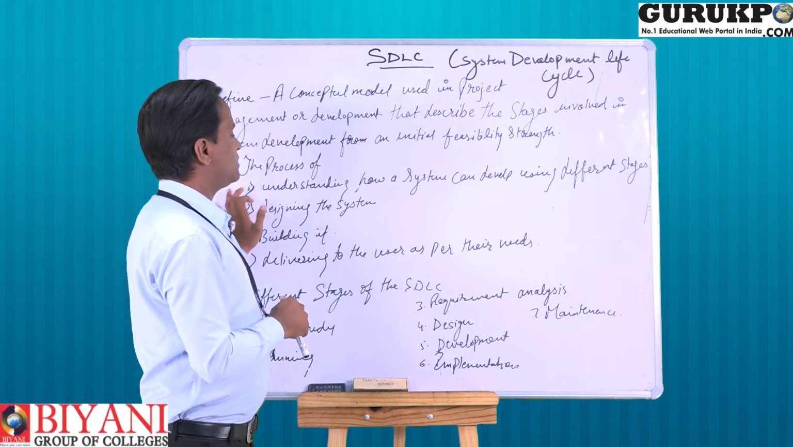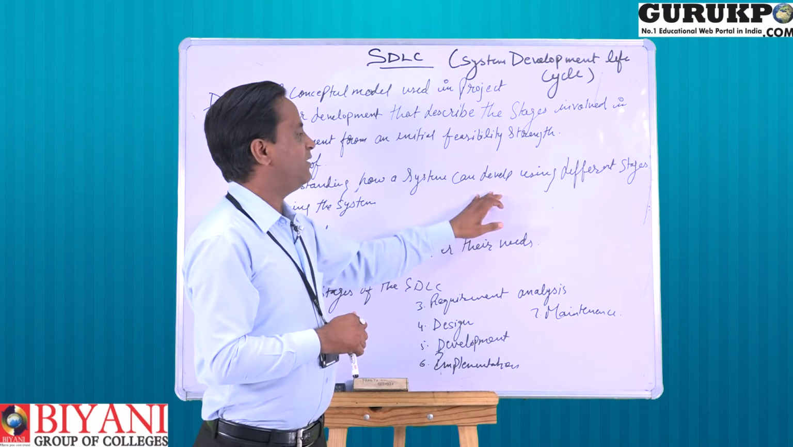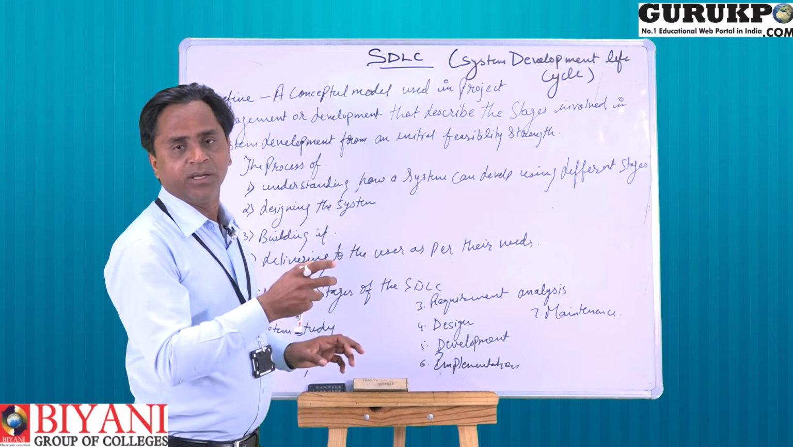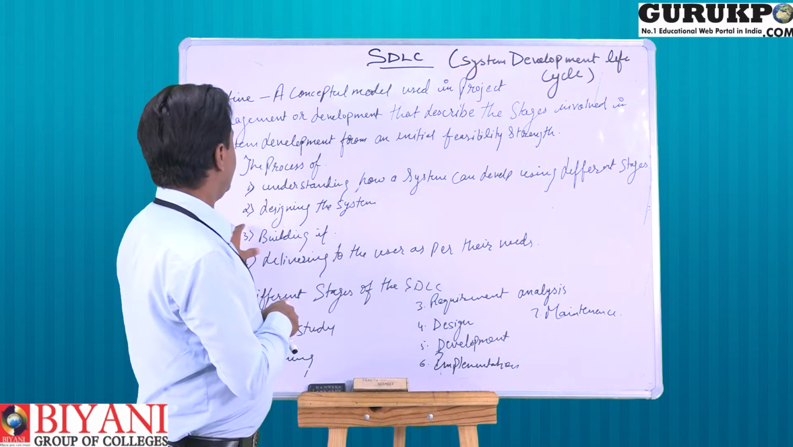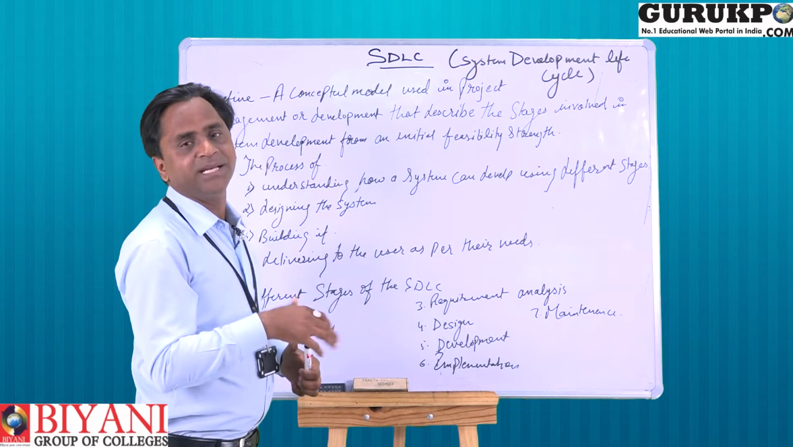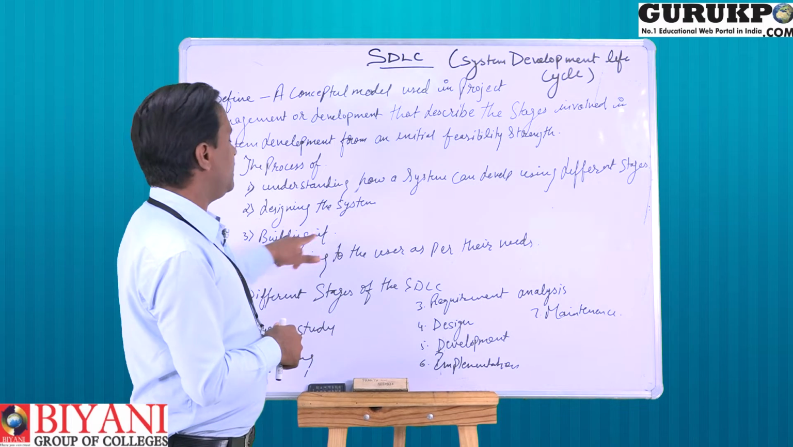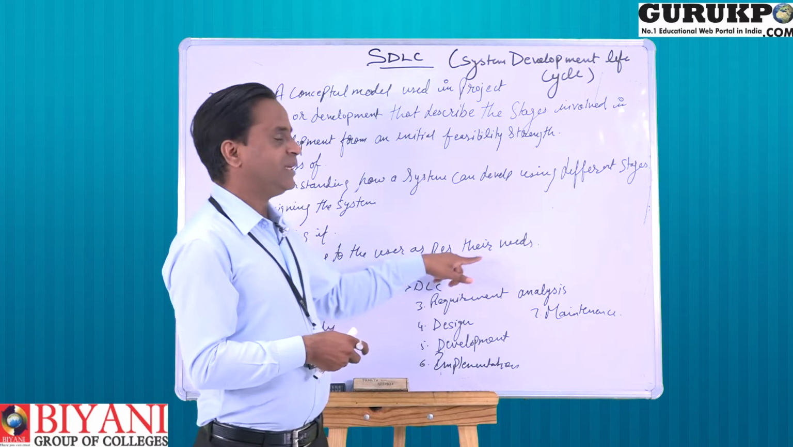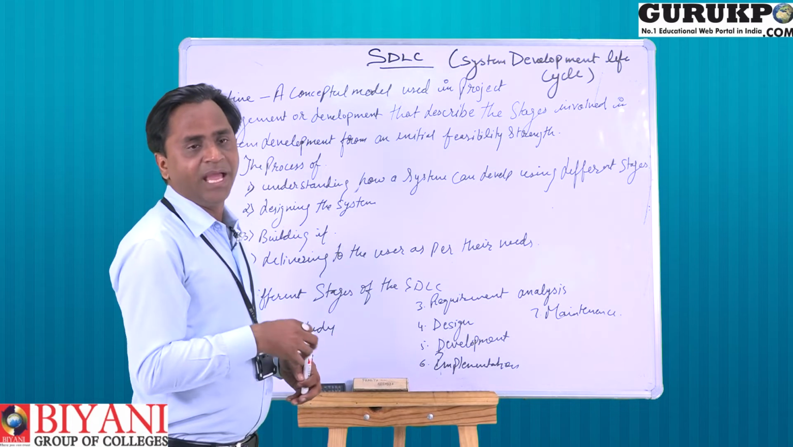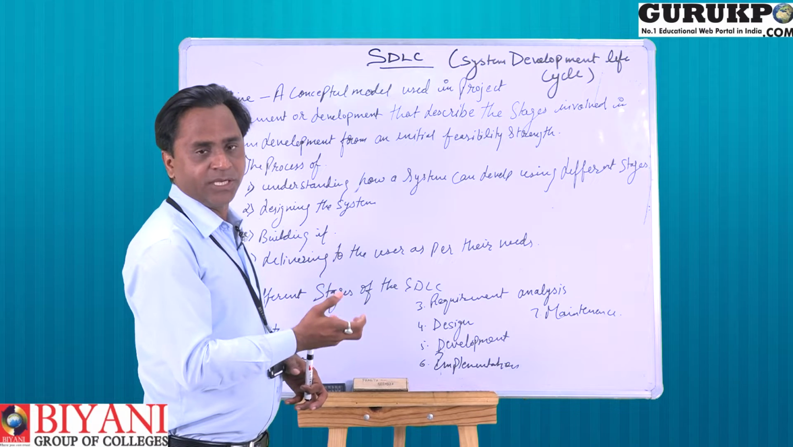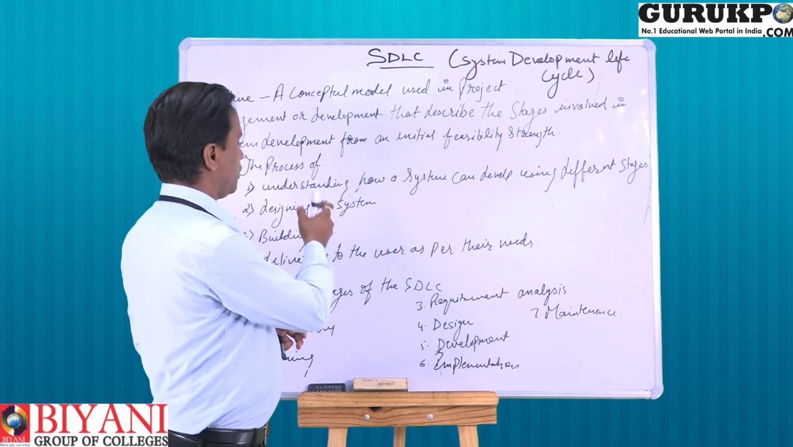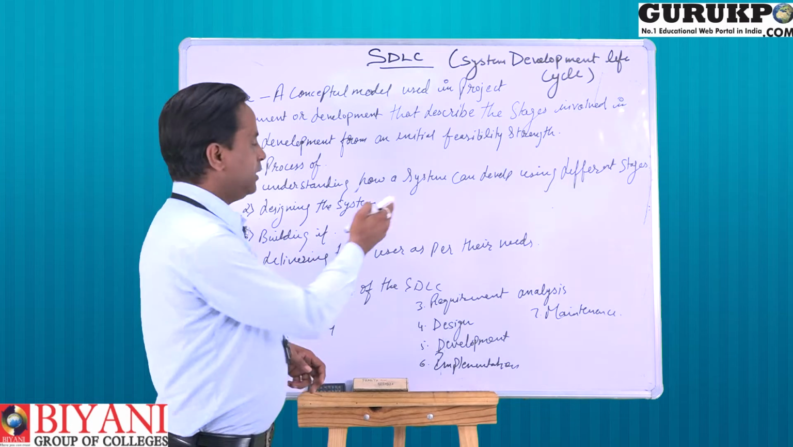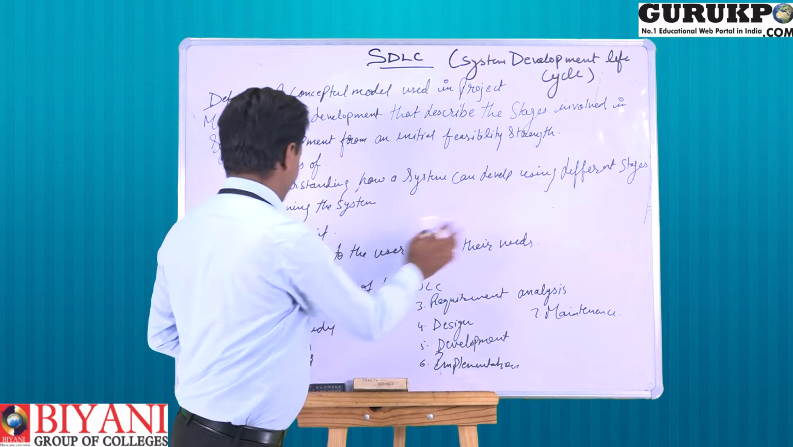First point, understanding how a system can be developed using different stages. Second, designing the system, how we can design the system, and next, building it, how we can build it, and delivering it to the user as per their need. We have to deliver the project or software according to the requirement of our customer or user.